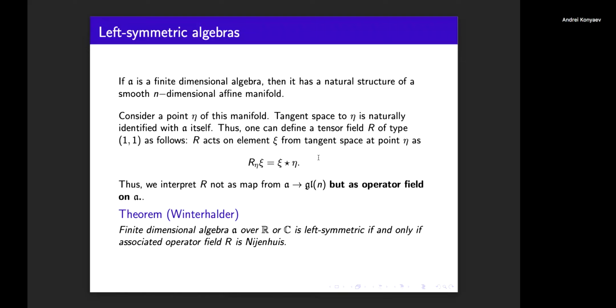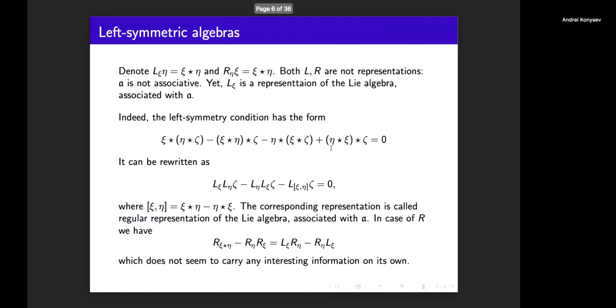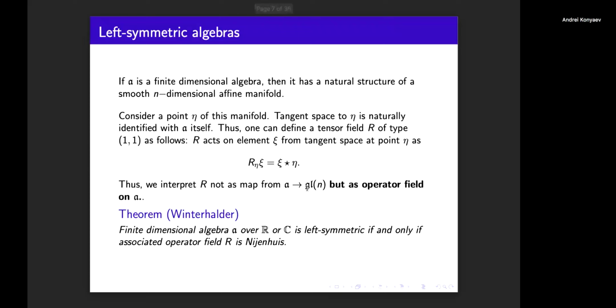It's a very nice observation, which says that if you want to understand left symmetric algebras in terms of algebra, then you have the left action and this nice map into the Lie algebra. But it says that the right action also carries a lot of information about the left symmetric algebra, and this information is geometric.